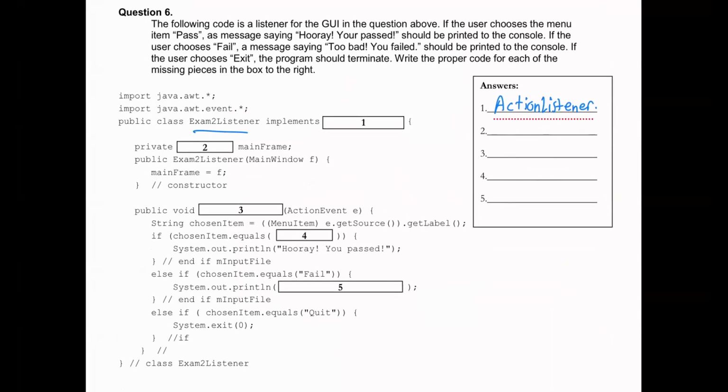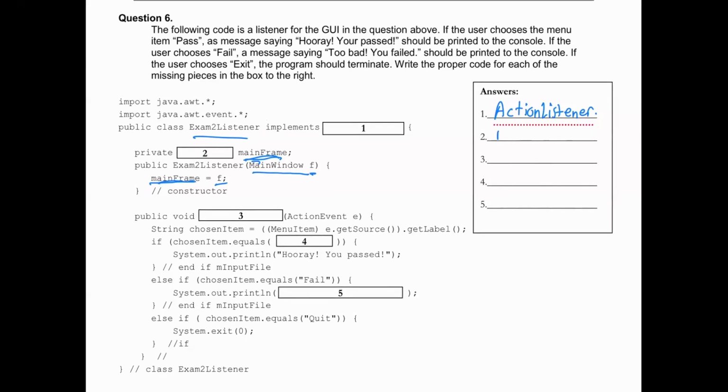Right? Then number 2 is okay, you see the mainframe. So where's the mainframe coming from? Mainframe comes from here. So what is F? F is here. What is the data type of the F? Main window. All right. So it is all connected. Mainframe is here, and then F is here. So it needs to be the same data type as F. F is main window. My bad. Main window.